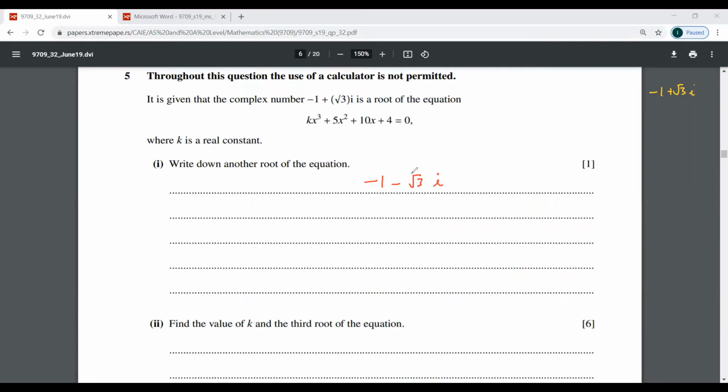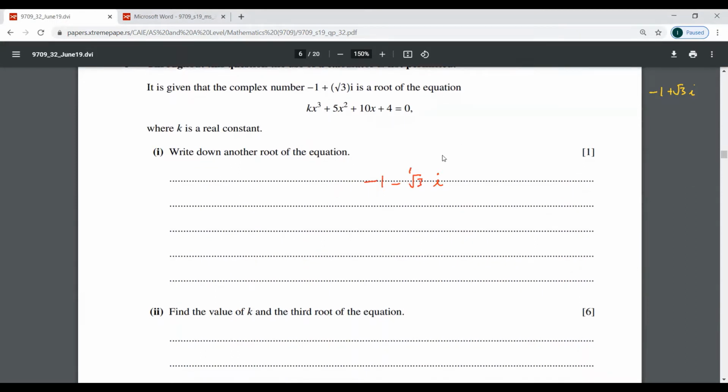Then it says in the next part: find the value of k and the third root of the equation. So for finding the value of k, if you substitute this root into it, you can easily determine the value of k. And for that purpose, you need to recall the binomial theorem of P1 as well. So I'm going to do this working in this area over here. I have these two roots with me. One is minus 1 plus root 3 iota. The other is minus 1 minus root 3 iota.